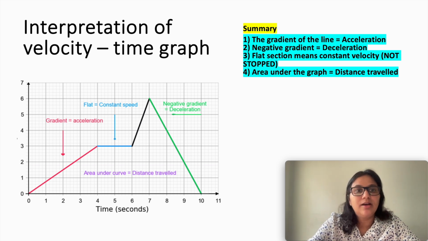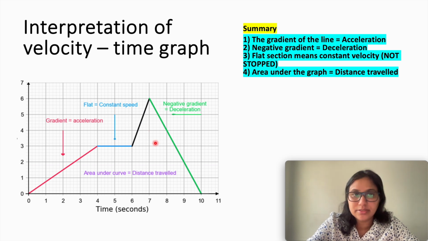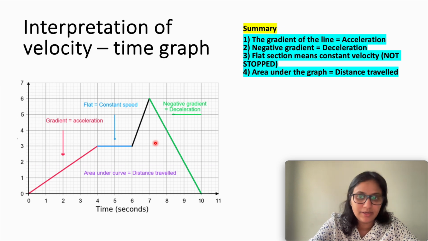In the last class, we discussed how we can interpret a velocity time graph. We also know what we can conclude from it. The first one is the gradient of the line, which is equal to acceleration. A negative gradient indicates deceleration. A flat section means that the object is moving with constant speed. And if you calculate the area under the curve, you get the total distance traveled or displacement of an object in a given interval of time.